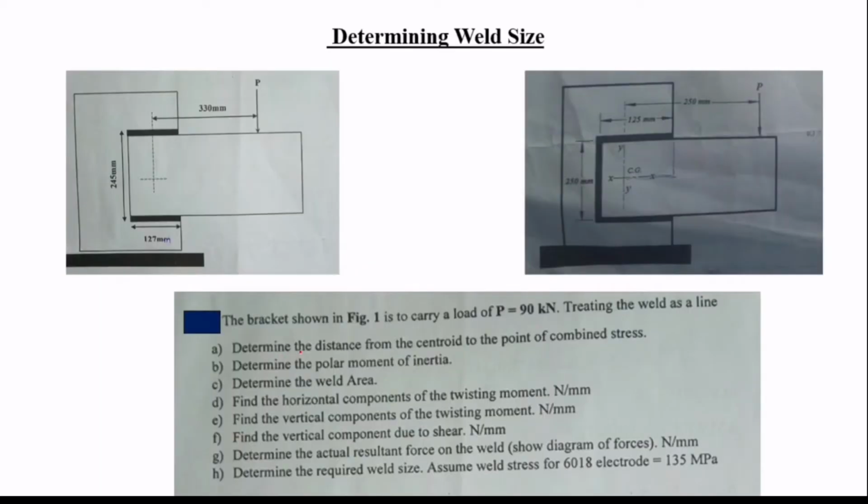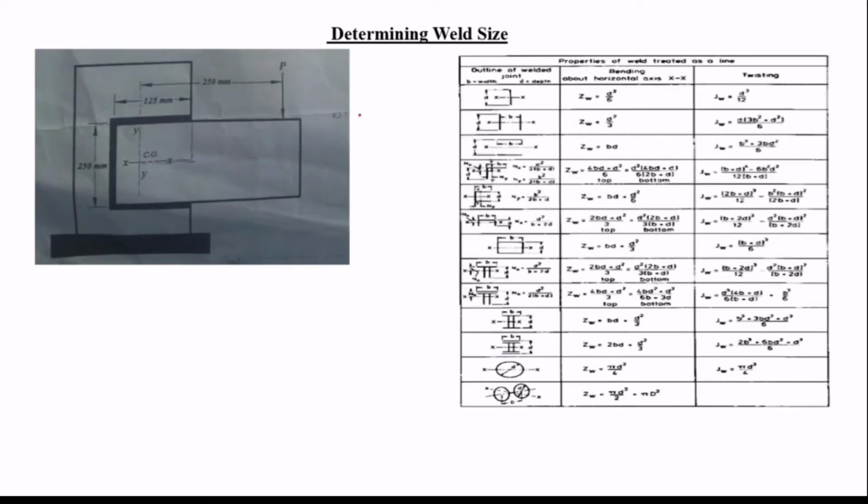We are going to take this question, figure 1. There are two questions, so I'm taking this one. The first question asks us to determine the distance from the centroid to the point of combined stresses. The main thing is that we should be able to determine the centroid of this welded portion. We have a table that we compare, the properties of the weld treated as a line. So then we go back to it.